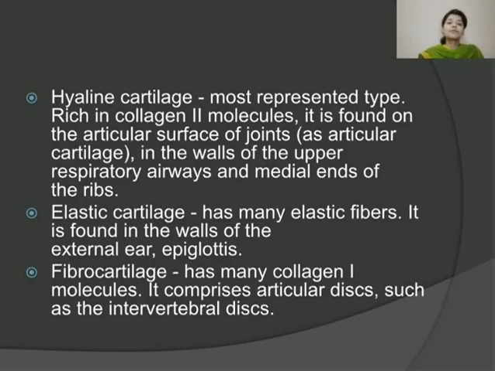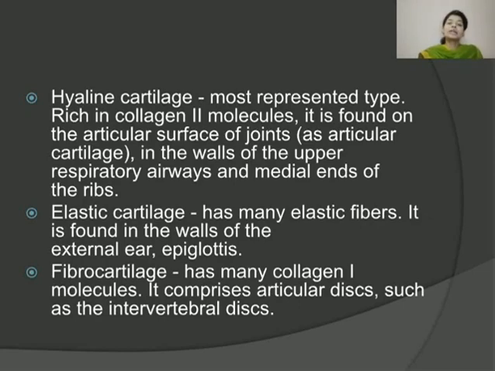Now coming to your fibrocartilage. Fibrocartilage mainly has masses of white collagen fibers in a matrix similar to that of hyaline cartilage. It is a very tough, slightly flexible, supporting kind of tissue.